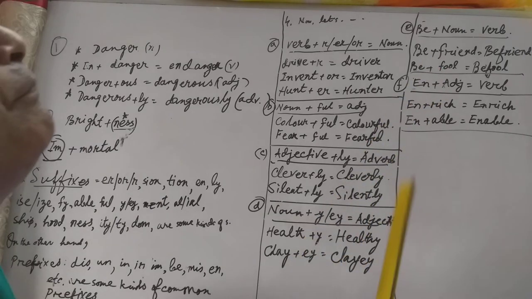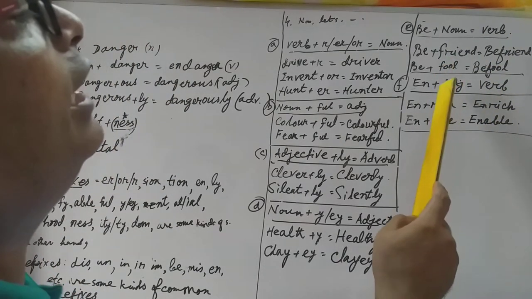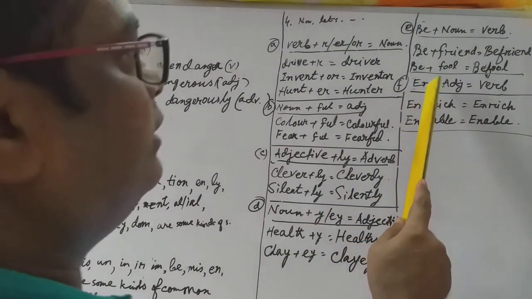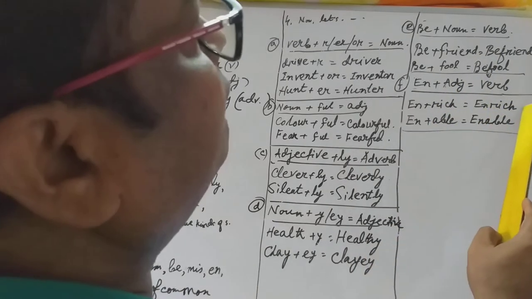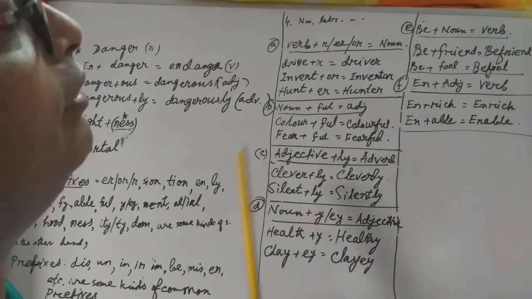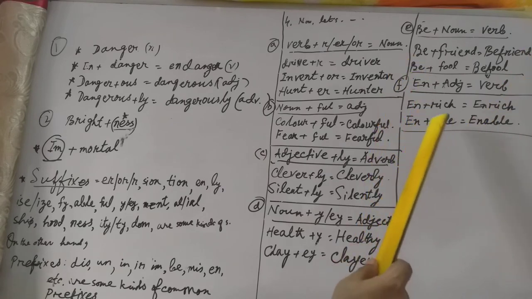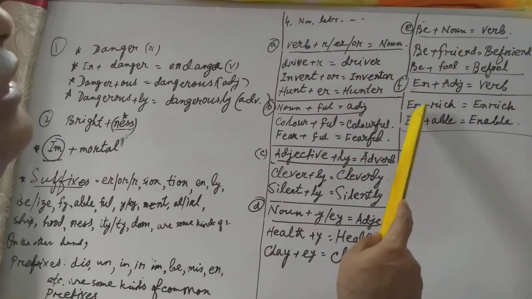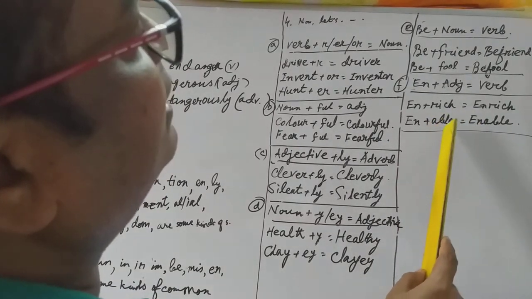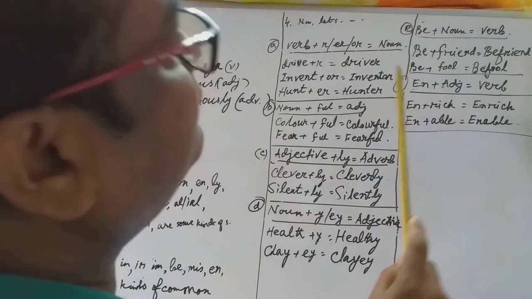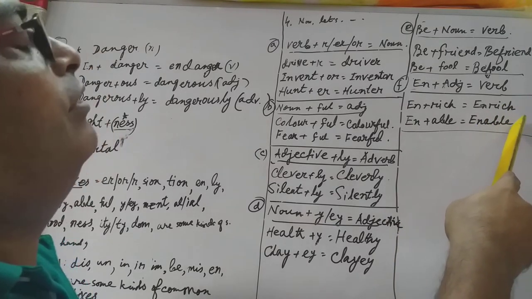In another example, you can see, I have added en with the root word, then the word becomes a verb, and the root word is an adjective. If I add en with the basic word, which is an adjective, then the word turns into a verb. You can see here, rich and able. You know, rich is an adjective, and able is also an adjective. As you know from your grammar book, when you add en with rich, the word becomes a verb, enrich. In another word, able is also an adjective, and if you add en with this word, then the word becomes enable. These are the process.